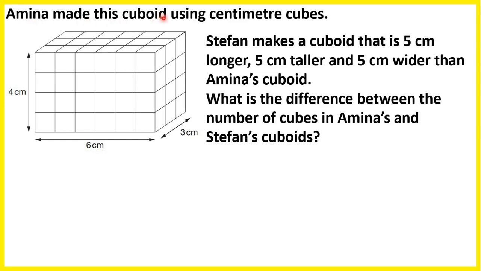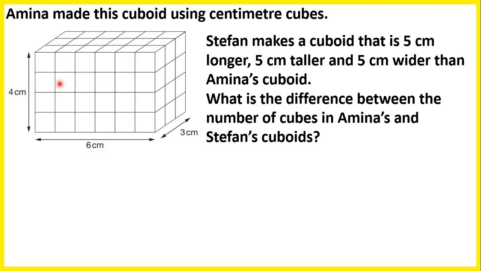Amina made this cuboid using centimetre cubes. Stefan makes a cuboid that is 5 centimetres longer, 5 centimetres taller, and 5 centimetres wider than Amina's cuboid. What is the difference between the number of cubes in Amina's and Stefan's cuboids? So first, we can find the volume, or the number of cubes, in Amina's cuboid, then find the number of cubes in Stefan's cuboid, and to find the difference, we subtract.